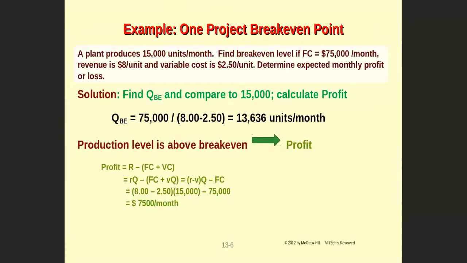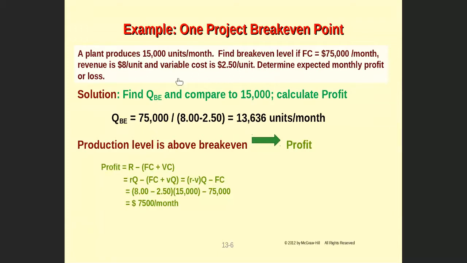So going back, the fixed cost is 75,000, the variable cost is 2.5, and the revenue is 8. When we apply the break-even quantity formula, we divide the fixed cost over the revenue minus the variable cost, and that leads us to 13,636 units per month. What does that mean?